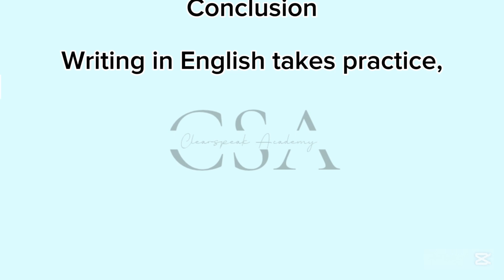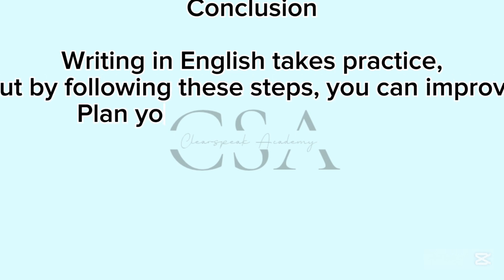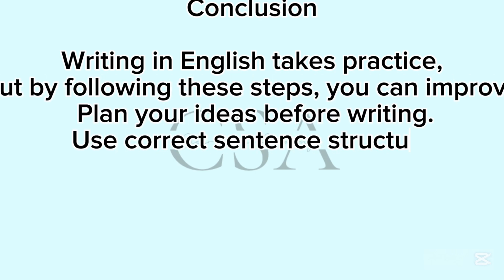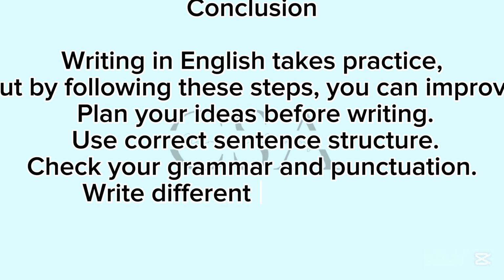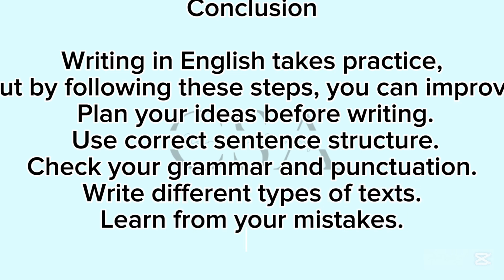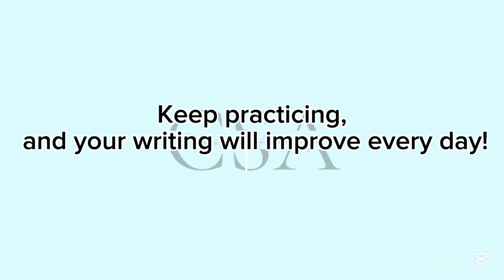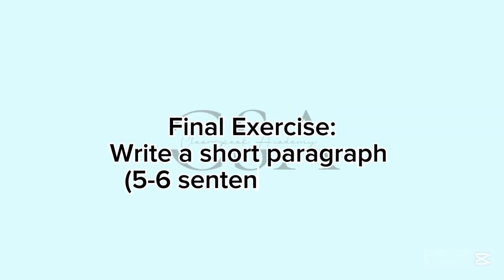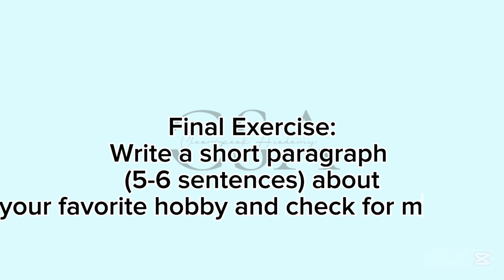Conclusion. Writing in English takes practice, but by following these steps, you can improve. Plan your ideas before writing. Use correct sentence structure. Check your grammar and punctuation. Write different types of text. Learn from your mistakes. Keep practicing, and your writing will improve every day. Final exercise. Write a short paragraph, 5 to 6 sentences, about your favorite hobby and check for mistakes.